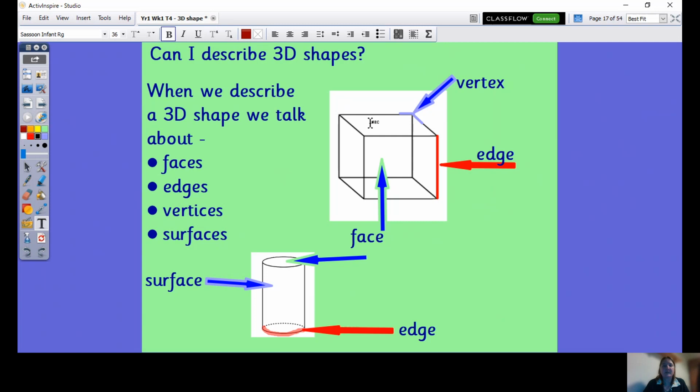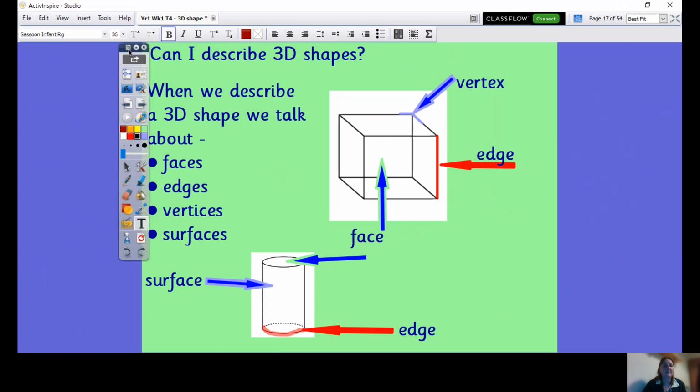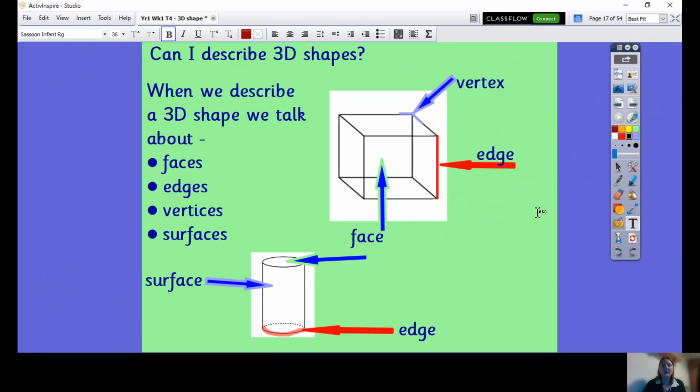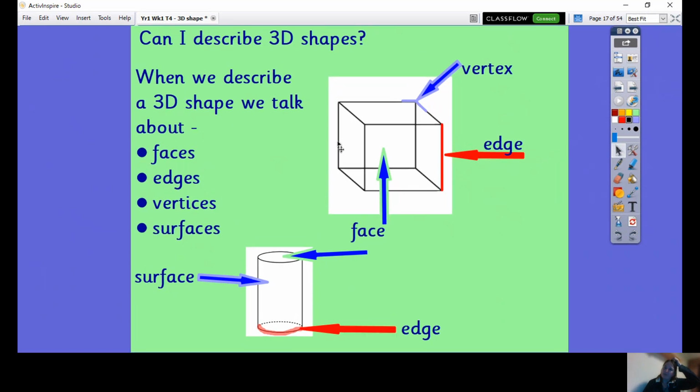So now what we're going to do is think about describing the shapes. When you describe 3D shapes, we talk about faces, edges, vertices, and surfaces. So here is a vertex. It's very similar to a 2D shape: it's where the edges meet. In the old days, you might have called it a corner, but we call it a vertex.